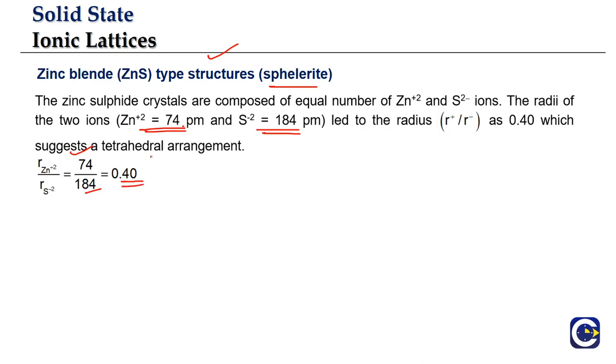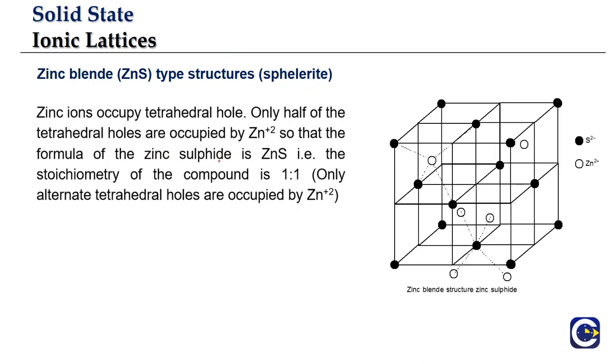So remember the range is what, 0.225 to 0.414. That is the range for the cations to occupy the tetrahedral voids. So this is in that range. So in the zinc blende structure, the cations will be occupying the tetrahedral voids. And if you look at the normal zinc blende or sphalerite structure, the sulfide ions will form a CCP or FCC kind of arrangement.